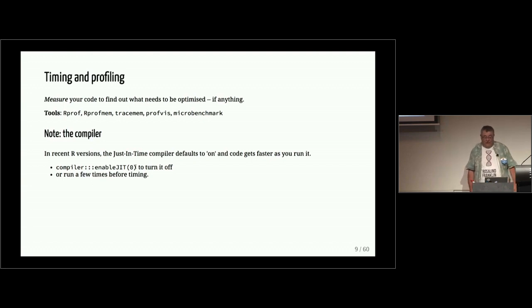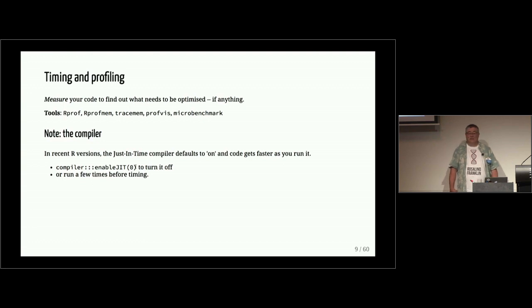So tools: we've got Rprof, the sampling profiler; Rprofmem, the memory profiler; tracemem, which is another memory thing; and then profvis is a tool for looking at profile output, and microbenchmark is another timing thing. There's some complication in recent versions of R. In particular, I think in the R 3.4 versions, code gets faster as you run it.